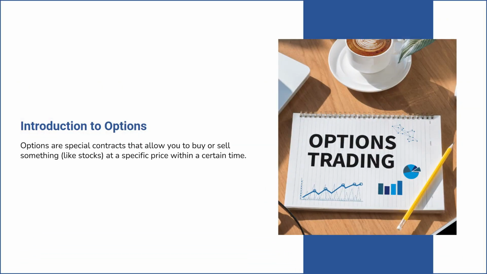Options are special contracts that allow you to buy or sell something like stock at a specific price within a certain time, right? So when you purchase an option, you're purchasing a contract of stock, and you're holding it for a certain amount of time, right? Stock you can hold as long as you want, but for options, we're just holding it for a certain amount of time. If the price goes in our favor, we make profit. If it doesn't go in our favor, we lose money, right?